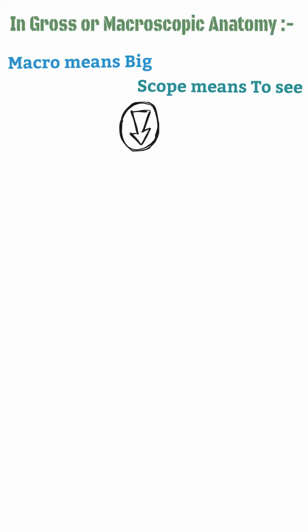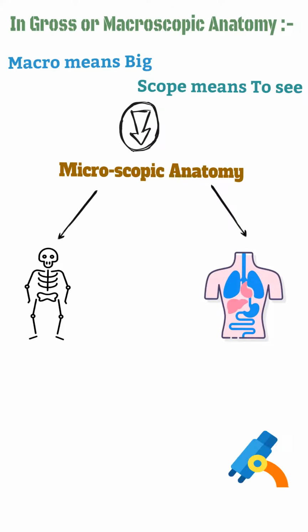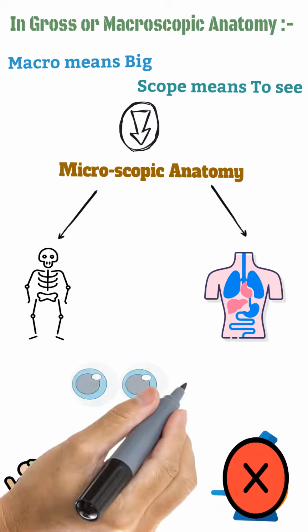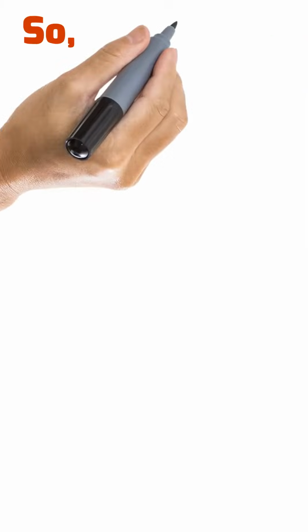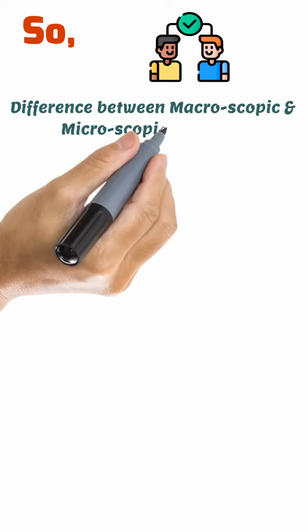While gross or macroscopic anatomy came from two words: macro means big, scope means to see. Here we examine the skeletal system and organs. In that we do not require a microscope. It can be examined just by eye. So we have clearly understood the difference between macroscopic and microscopic anatomy.